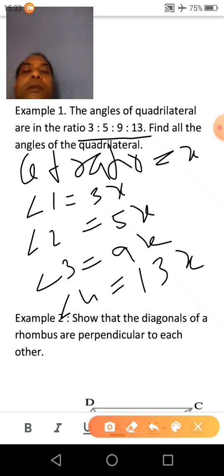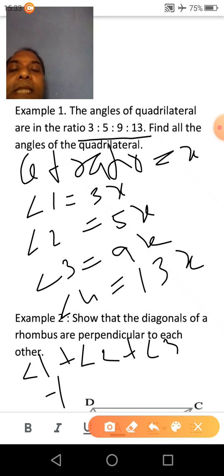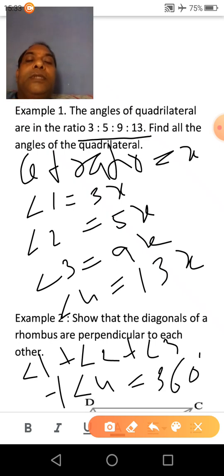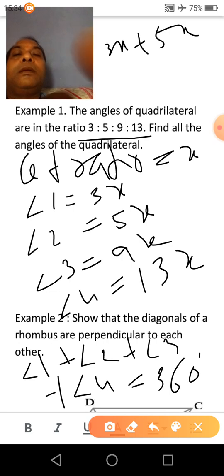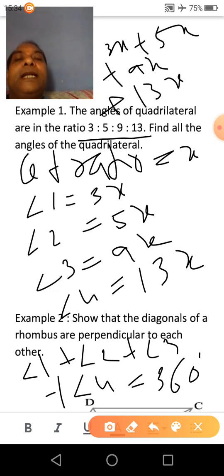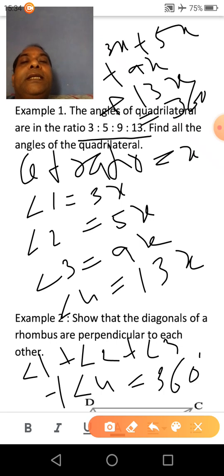Now according to the angle sum property, angle 1 plus angle 2 plus angle 3 plus angle 4 is equal to 360 degrees. Clear? The sum of all four angles in a quadrilateral is 360 degrees. Now put the values of 1, 2, 3 and 4. So 3x plus 5x plus 9x plus 13x is equal to 360. Clear? Now add these.